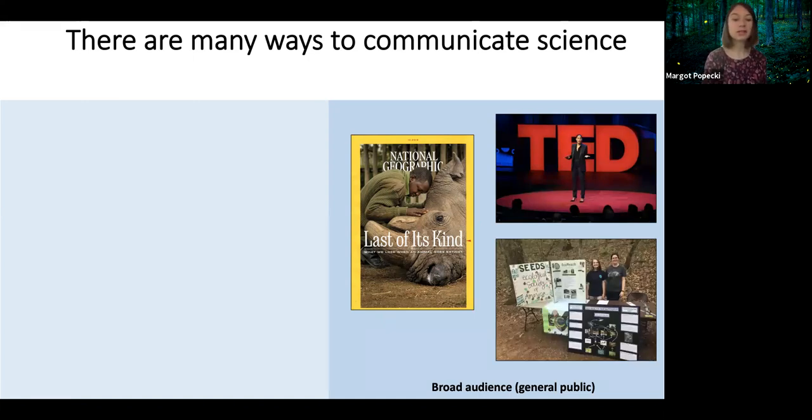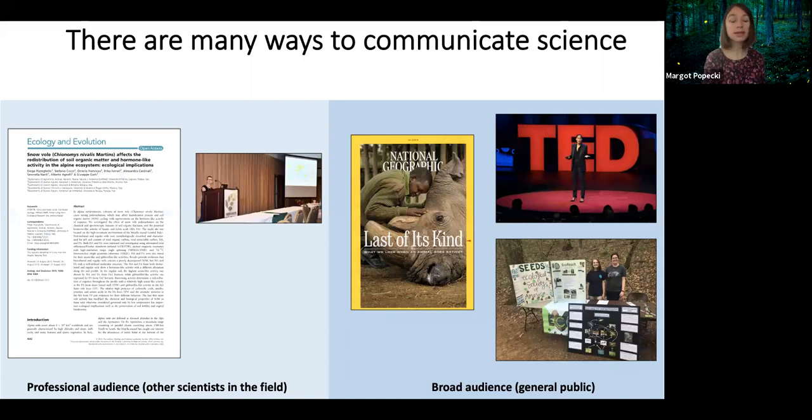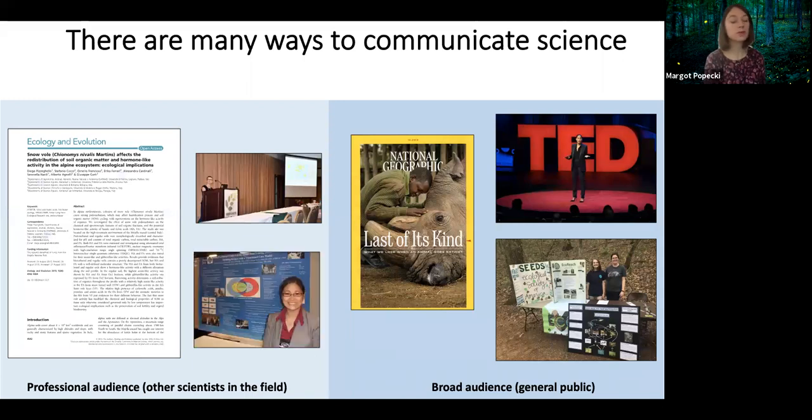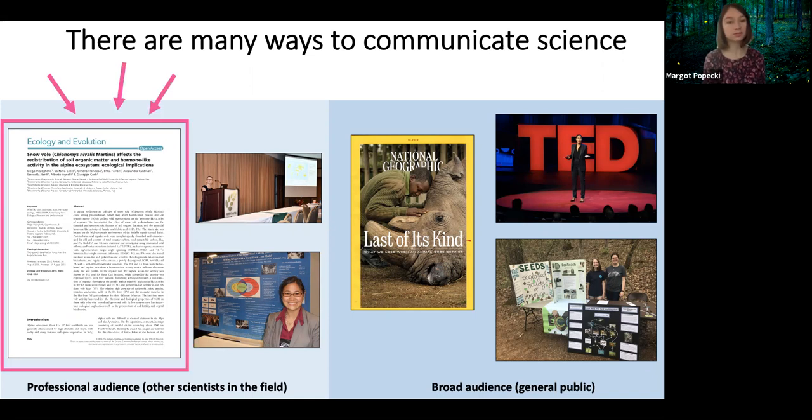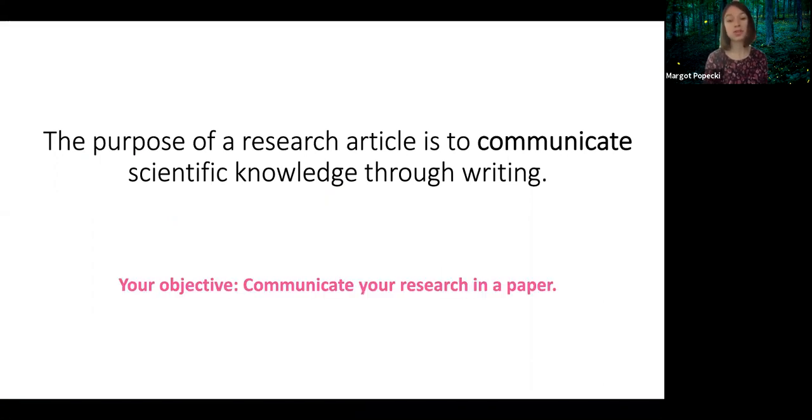If you communicate science to a professional audience, which means other scientists in the field, that may look like a peer-reviewed journal article, a talk at a conference, or a poster presentation at a conference. Today, we're going to focus on the written component of professional communication, the research article. So just to reiterate, the purpose of writing a research article is to communicate scientific knowledge through writing. And specifically, your objective is to communicate your research in a paper.